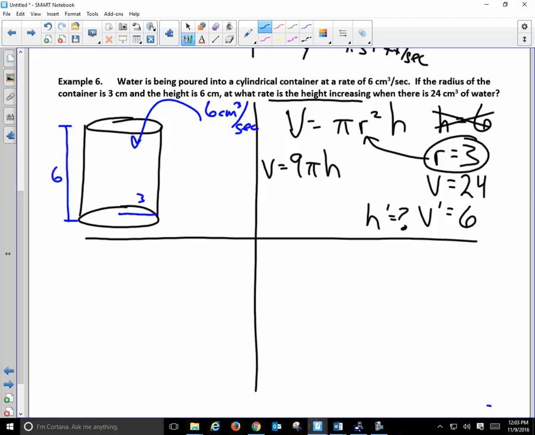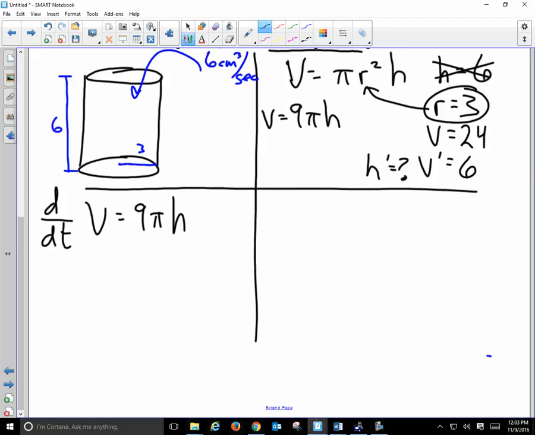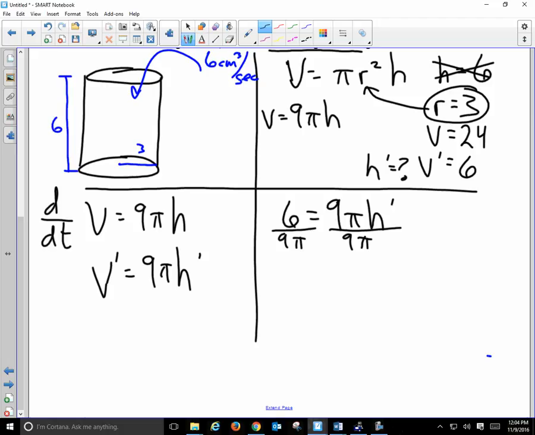Now do I have to use the product rule? No. So we take the derivative with respect to time of v equals 9 pi h. Derivative of v, derivative of 9 pi h, 9 pi h prime. And we know that v prime is 6 equals 9 pi h prime. Divide by 9 pi. And I get 2 over 3 pi is equal to h prime. Or 2 over 3 pi what?